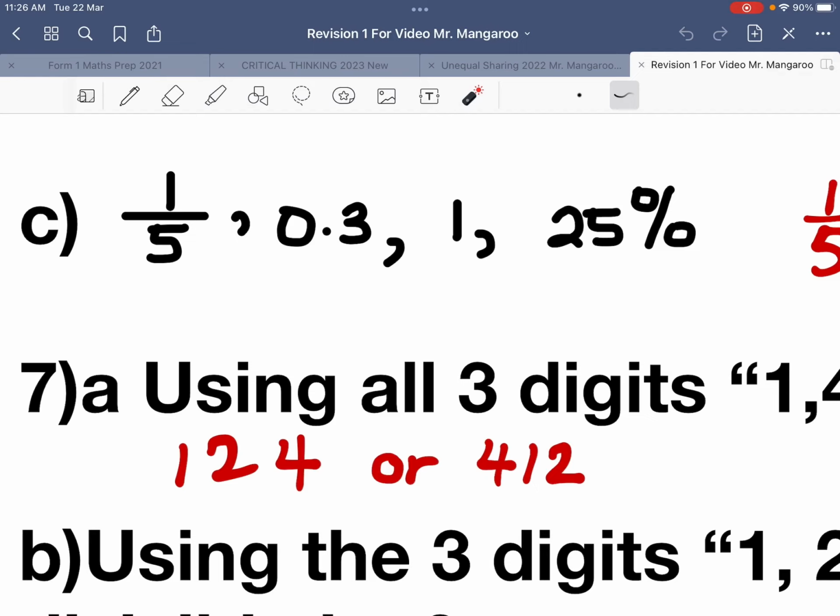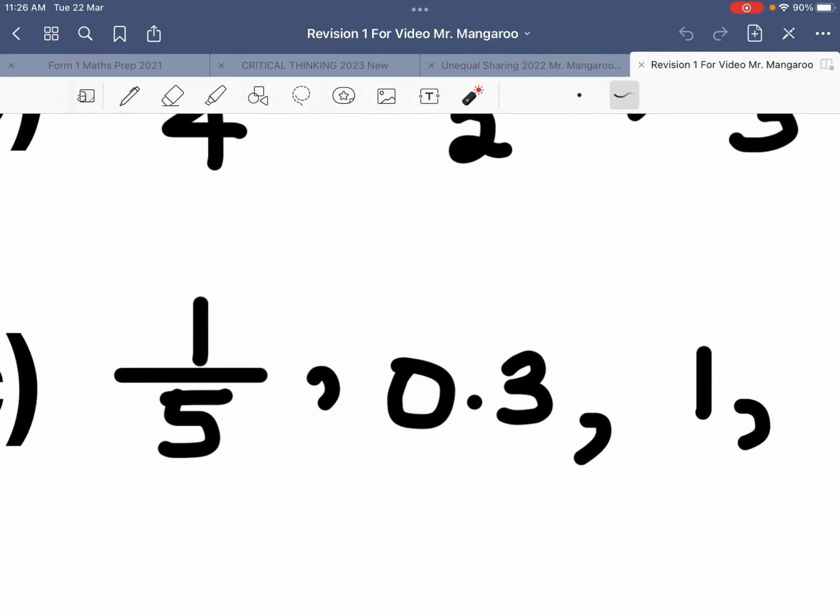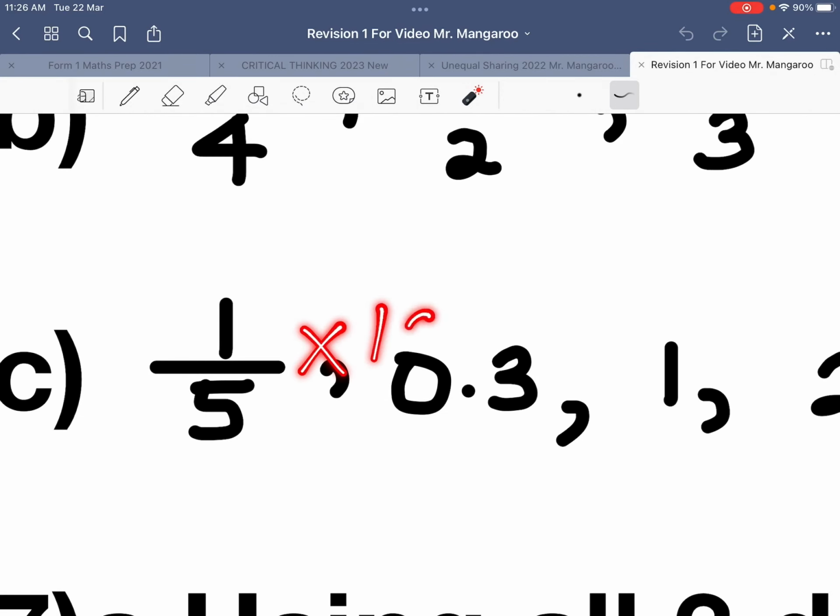So how do we change 1/5 to percent? Well, we say 1/5 times 100. So that's 5 into 5 is 1. 5 into 100 is 20. So that's 20%.